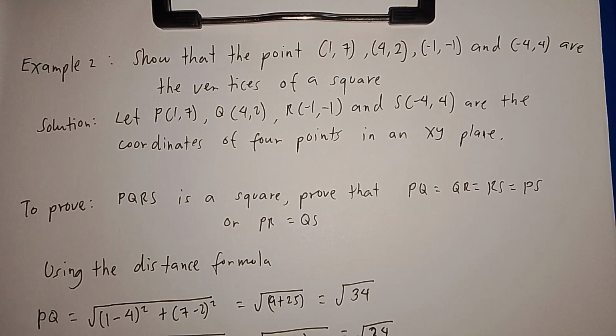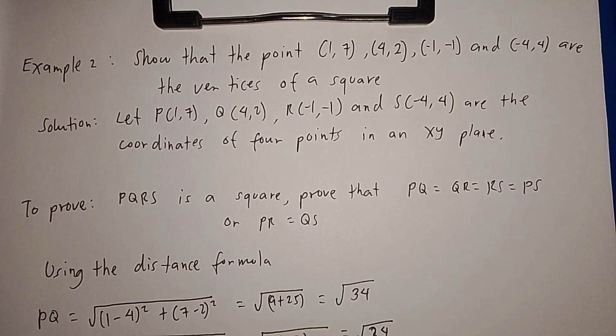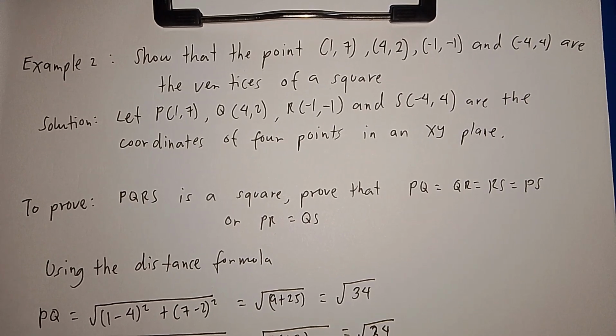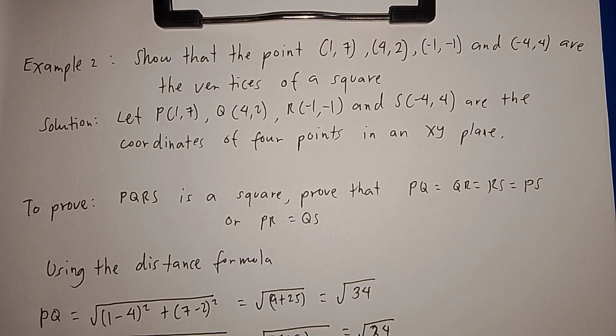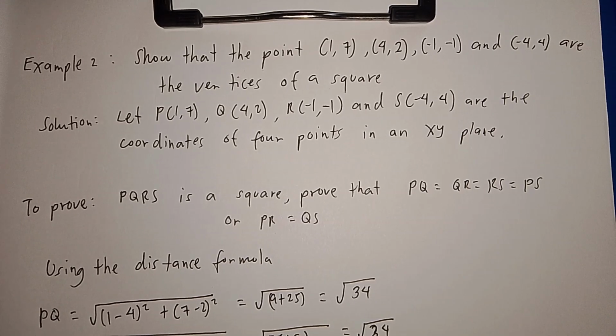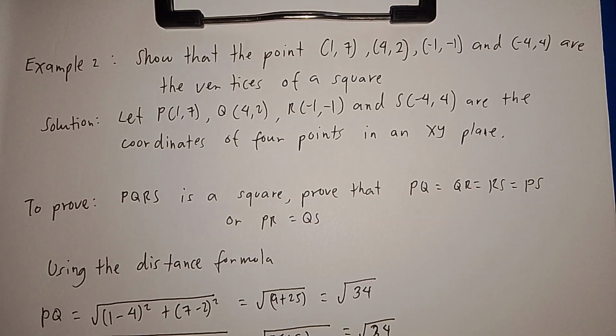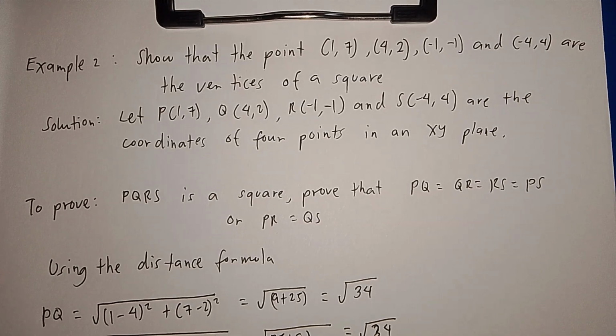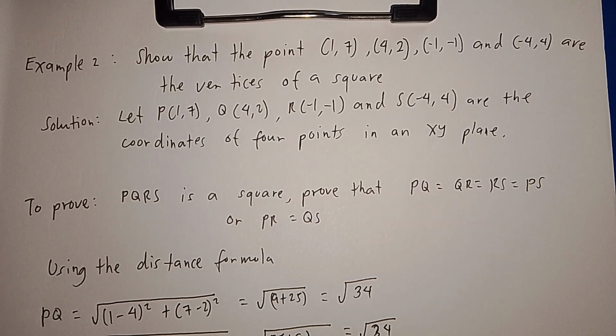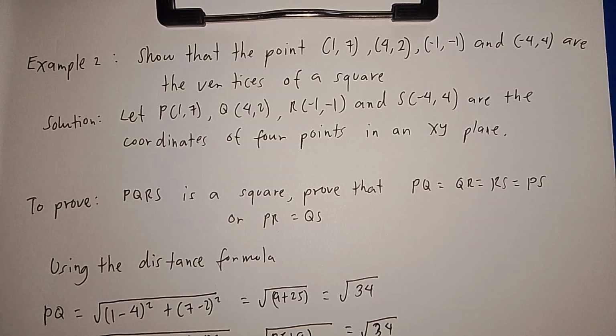Example 2: show that the points (1, 7), (4, 2), (negative 1, negative 1) and (negative 4, 4) are the vertices of a square. We are going to draw a square, but first we need to prove that the given coordinates are actually the basis of a square. So this is the solution.